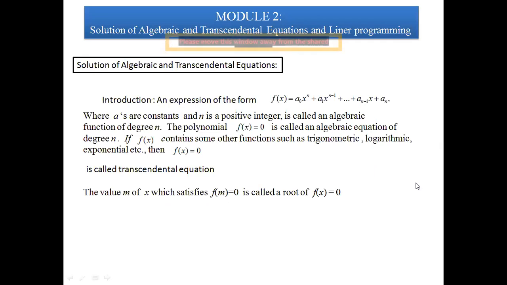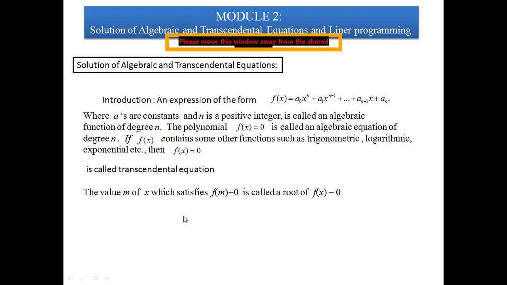Now going to the second model. The previous one, the third model, is completed. That is the solution of algebraic and transcendental equations and linear programming, and one more concept, the continuation of linear programming, is sensitivity analysis. These are the topics you have to cover in this model. There, the first concept is the solution of algebraic and transcendental equations. First let us see what we mean by an algebraic equation or transcendental equation. Then we shall see what is meant by a solution for that.